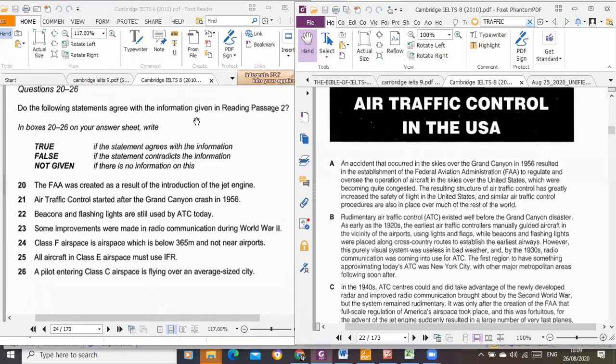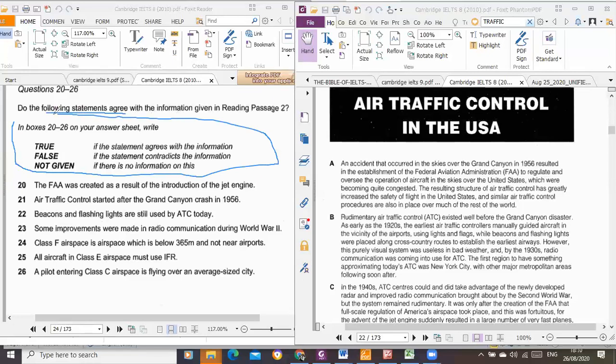The main idea is that for questions 20 to 26, do the following statements agree with the information given in reading passage 2? And this is the instruction.